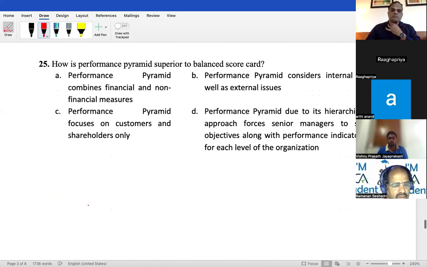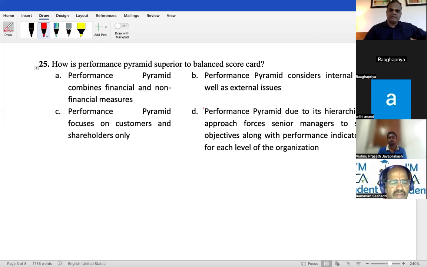How is the performance pyramid superior to the balanced scorecard? Option A. Performance pyramid combines financial and non-financial measures. Option B. Performance pyramid considers internal as well as external issues. Option C. Performance pyramid focuses on customers and shareholders only. Option D. Performance pyramid, due to its hierarchical approach, forces senior managers to set objectives along with performance indicators for each level of the organization.